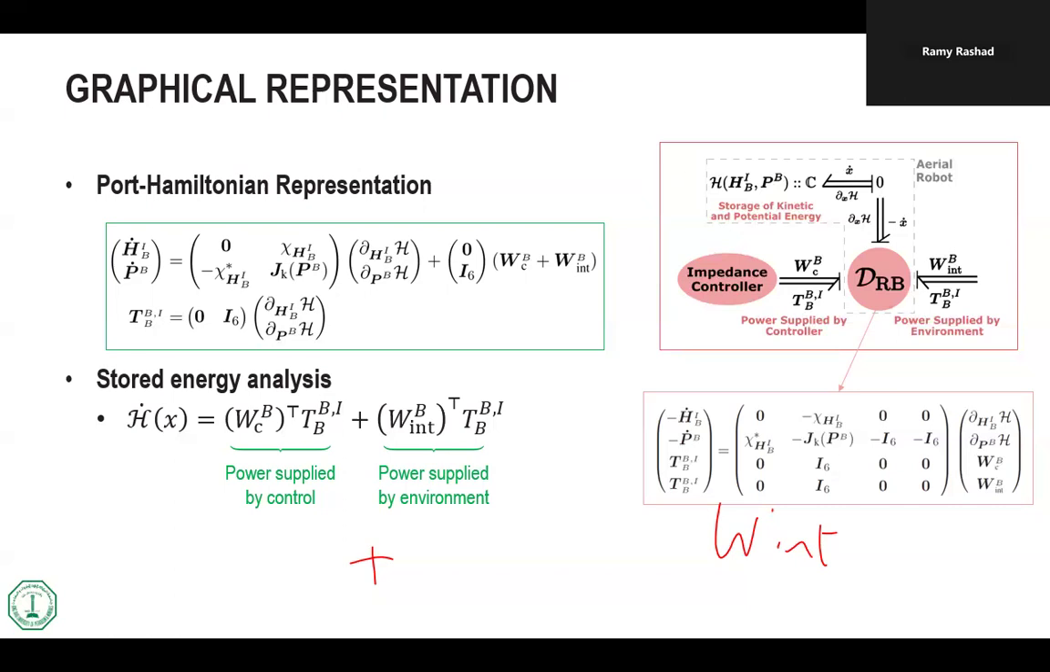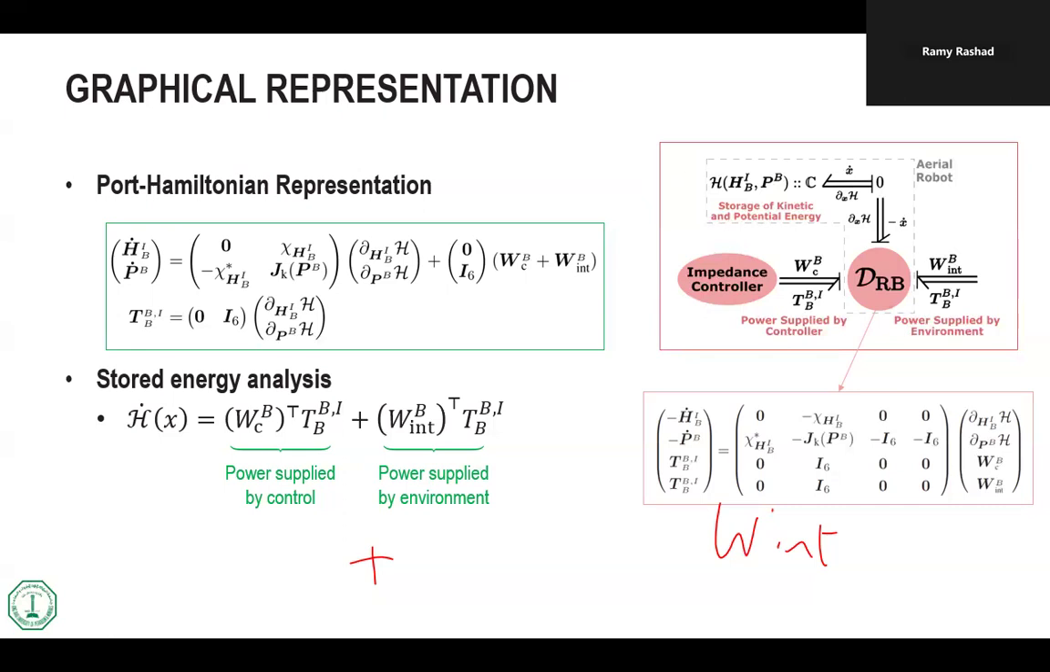Contact stability means I have something interacting with the environment. Maybe this drone will be pushing on a wall, opening a valve, writing something. So it's interacting with the environment, but I don't know what the environment is. I'm only going to make one assumption. This assumption is that the environment is passive, which means that the power supplied by it will always be decreasing because it cannot generate power. This is the only assumption that I'm going to be making. And because the power supplied by the controller itself is also passive, I have guaranteed contact stability in the end.